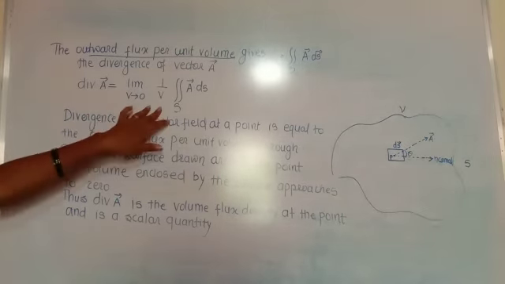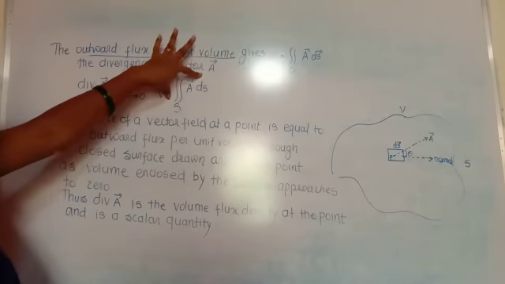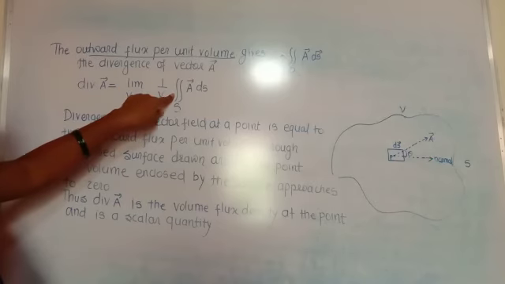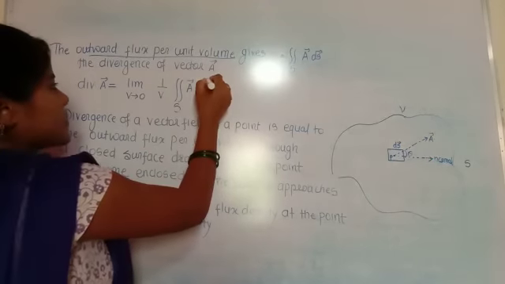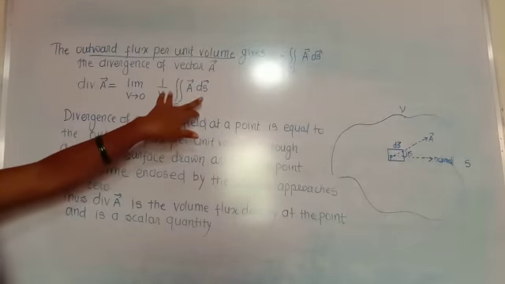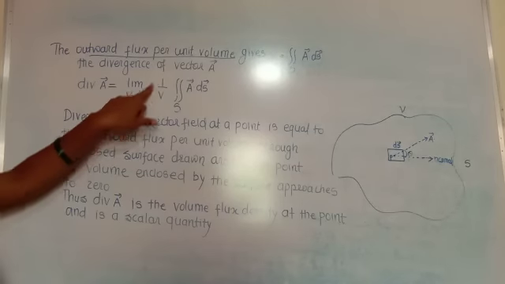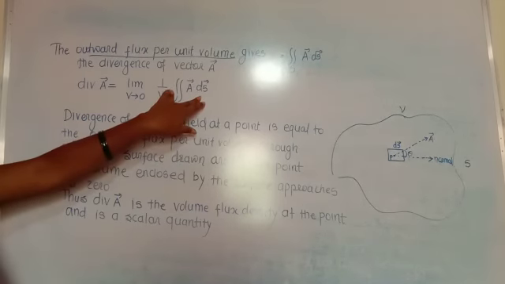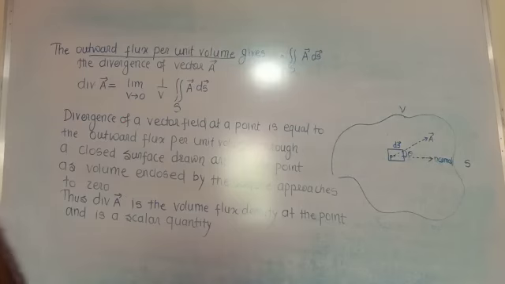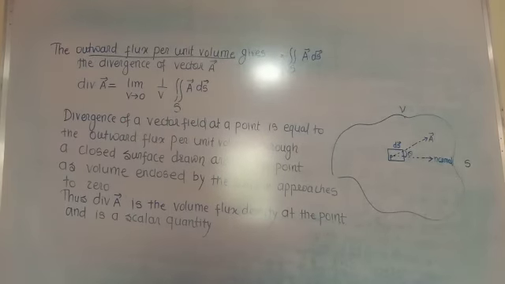In that equation, except for this term, the surface area A and vector ds are vector quantities, but the volume tends to 0. This is the limit, and it is 1 by V. So this value is the outward flux per unit volume, that means the volume flux density, and we know that this volume flux density is a scalar quantity.